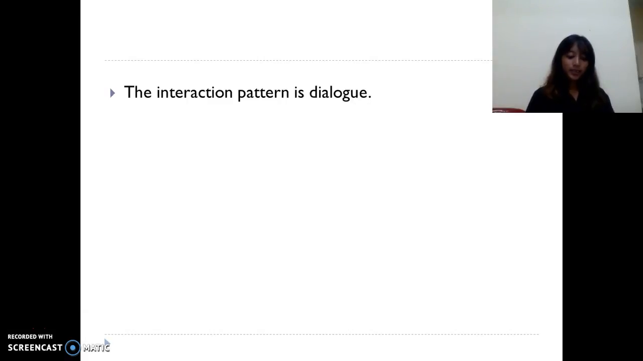And then the interaction pattern during the explanation is dialogue. It's not that the only one talking is the teacher. She invites the students to talk and answer questions and uses opportunities while building interaction in class. There are also some question and answer activities which were done smoothly in class.